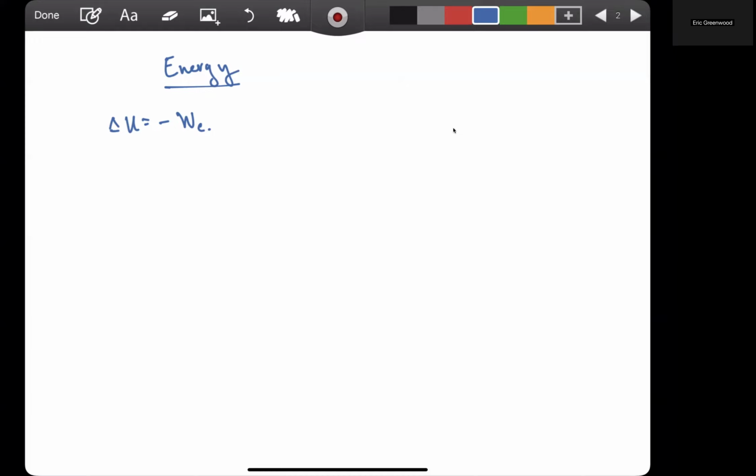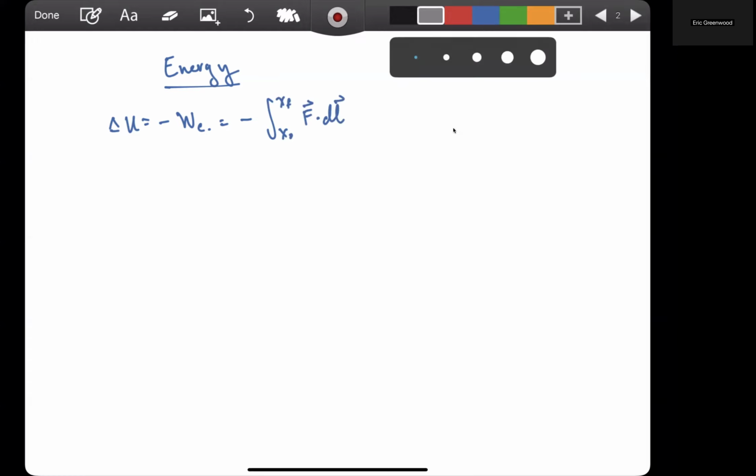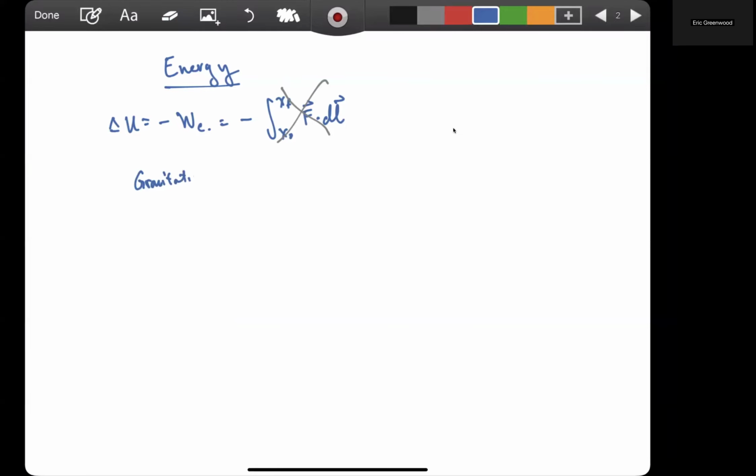So even though this is a definition which involves an integral, the integral from the initial position to the final position of the force dotted with our displacement, don't worry about this because we are not doing actual integrals. For our purposes, we only care about two possible potential energies. The first is gravitational, where gravitational in this case means close to the surface of the Earth. So that potential energy is mgy, where y is an arbitrary distance above some sort of reference point, where we get to choose that reference point.